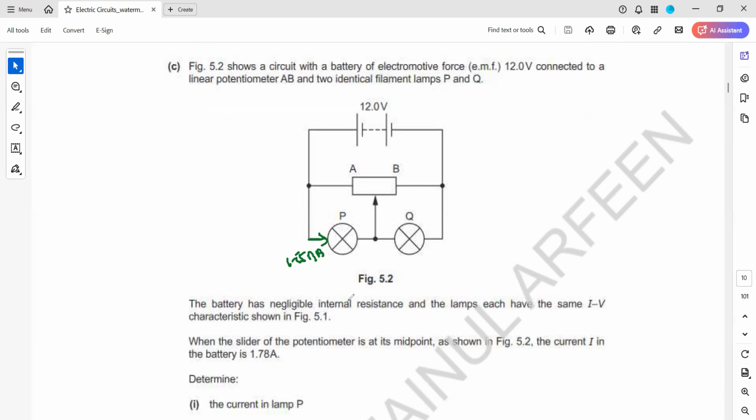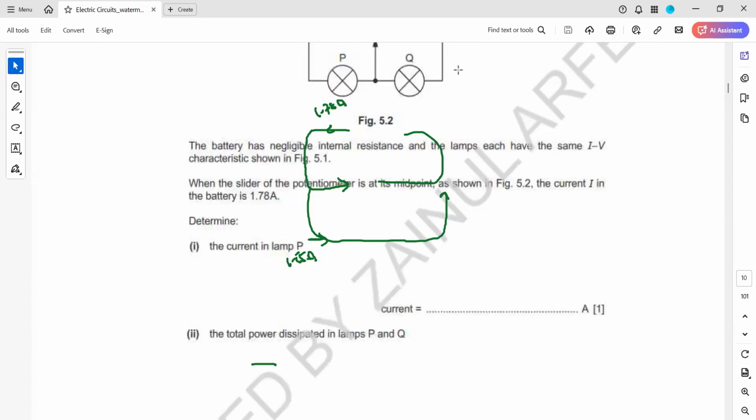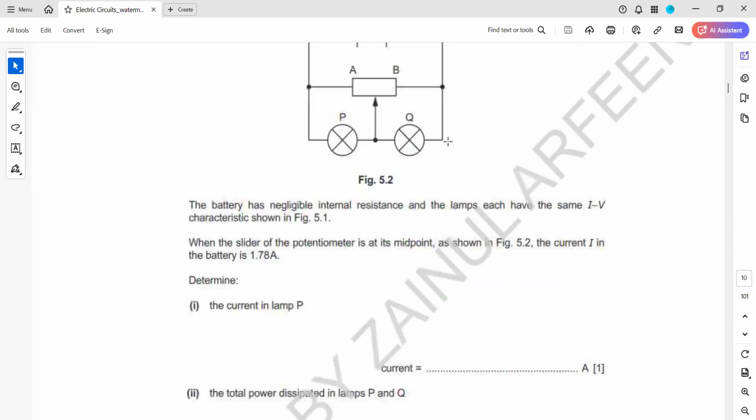And already they mentioned 1.78 ampere enters the circuit. So 1.78 ampere enters, some of the current will flow through this branch, and the remaining current will flow through the second branch. Both lamps have the same potential across them, so the same current will flow through them. So 1.55 ampere. So we just have to use the graph. When the voltage is 6, what is the current in lamp P? It's a 1 mark question, so you don't need to show the working. Directly you can write 1.55 amperes.